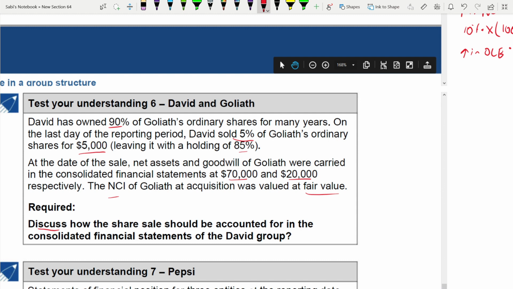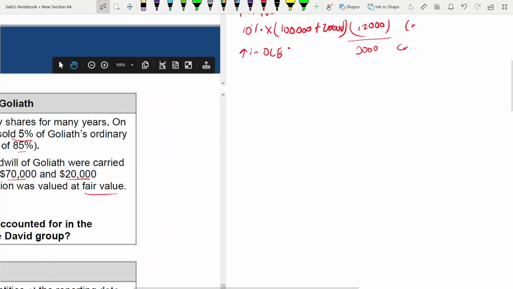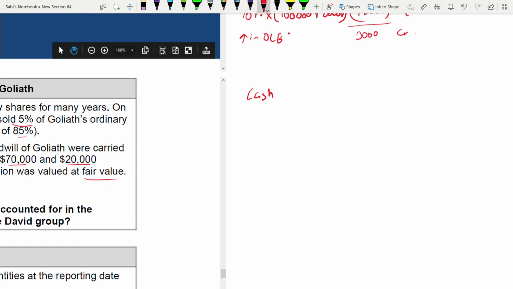So the explanation part I'm not doing. The same things you have to explain: that goodwill should not be recalculated, then no gain or loss, and still control is there, it's a subsidiary. All those things you have to write, but we'll calculate. So cash proceeds are how much? 5,000.